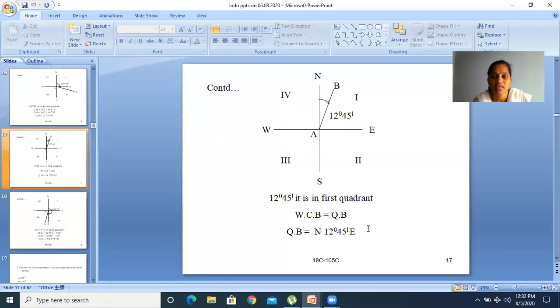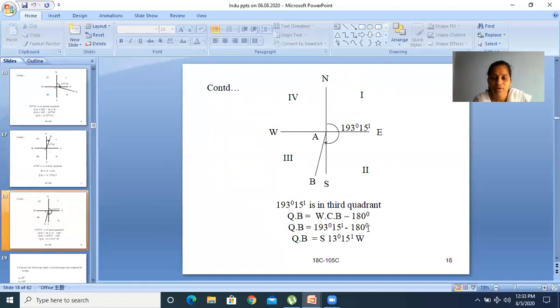And the third one, they have given 12 degrees 45 minutes. So it is in the first quadrant. And the first quadrant conversion rule is WCB is equal to QB. Then QB is equal to, what are the quadrants? North, east. North 12 degrees 45 minutes east.